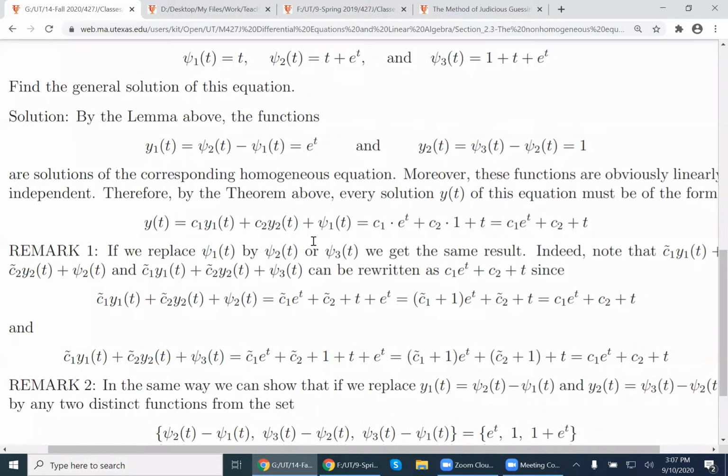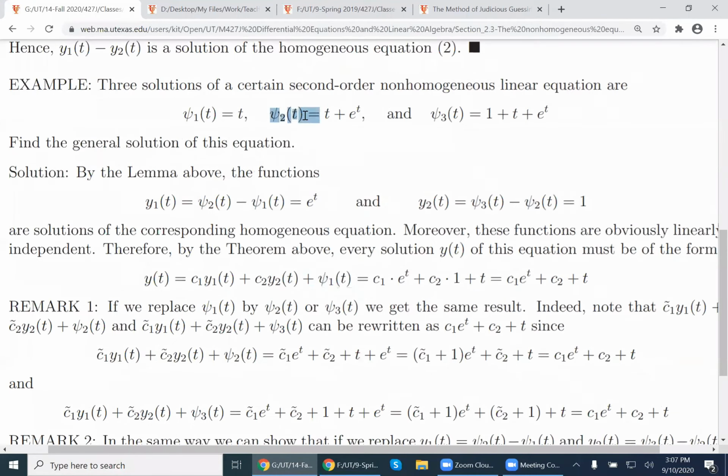Question number 1. What if we replace psi1 by psi2 or psi3? We'll get a different expression here. However, despite the fact that the corresponding expressions will be different, they will give fundamentally the same result. Indeed, let us first replace psi1 by psi2. It's over here. So here is psi2, it's t plus e to t. We leave this portion without change.